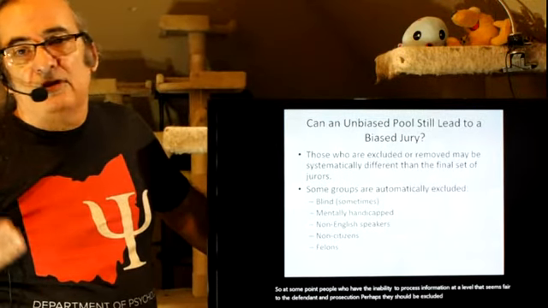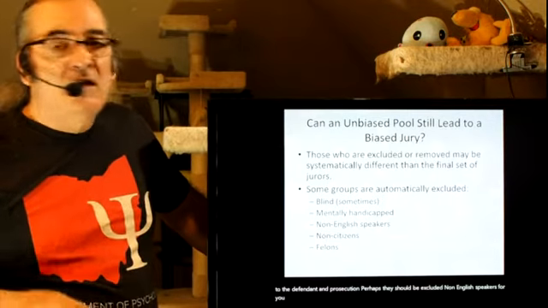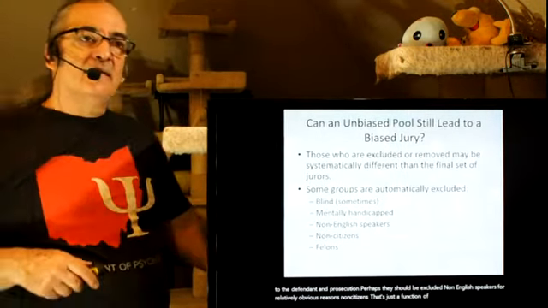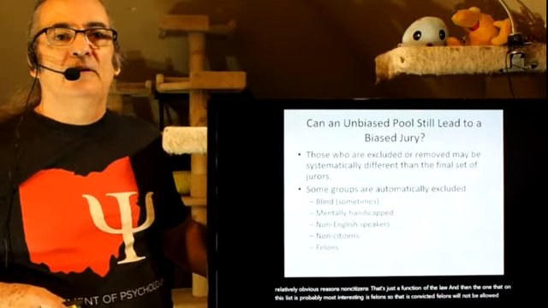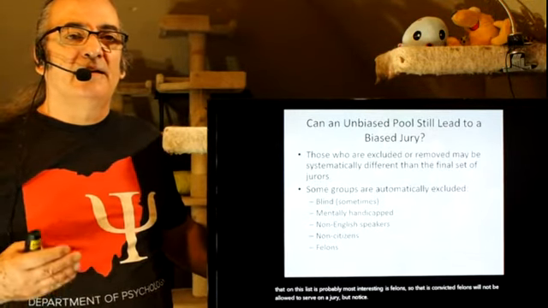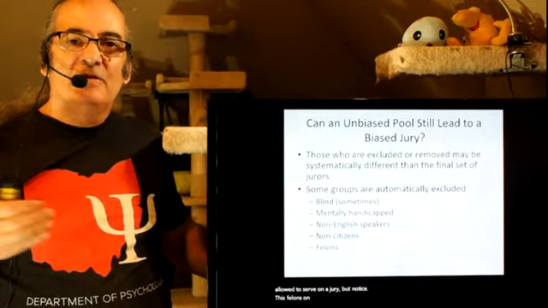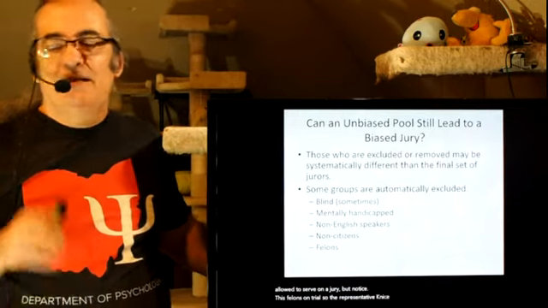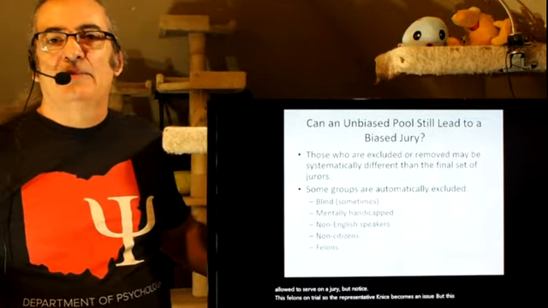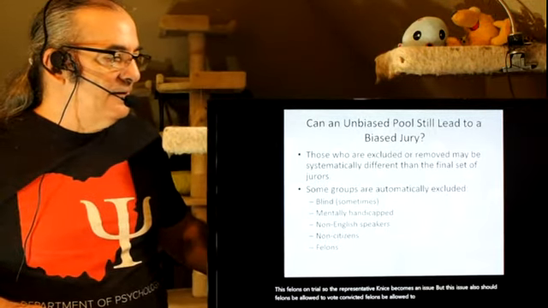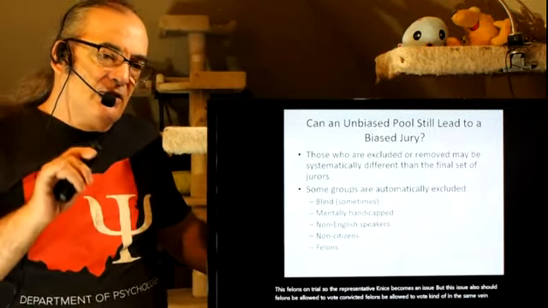Non-English speakers for relatively obvious reasons. Non-citizens, that's just a function of the law. And then the one on this list that is probably most interesting is felons. So that is, convicted felons will not be allowed to serve on a jury, but notice that it's felons on trial, so the representativeness becomes an issue. But this issue also, should convicted felons be allowed to vote, kind of in the same vein.